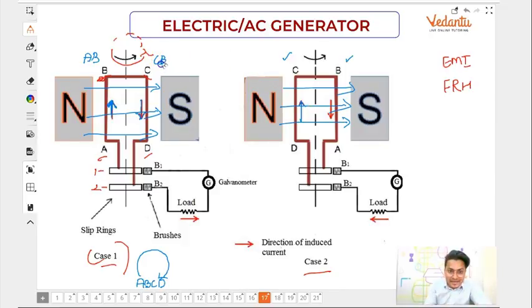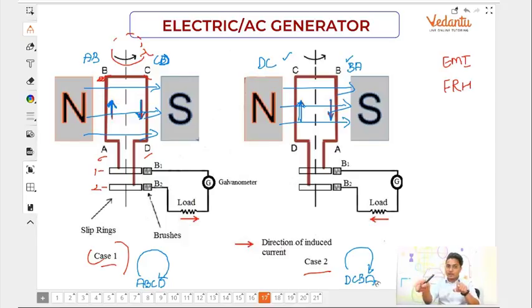So now magically, CD's current direction was downward, but now it became upward. AB's current direction was upward, but now it became downward. So now in this particular arm, the current moves from D to C, and here it moves from B to A. So the current direction now became DCBA.